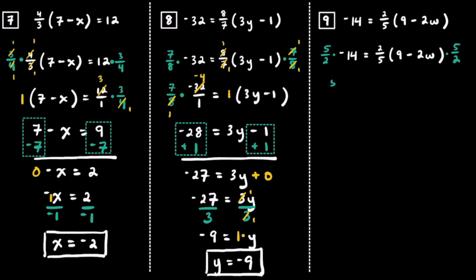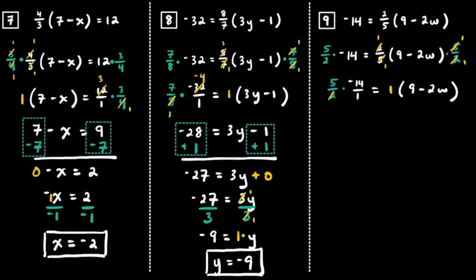And rewriting this left side with fractions, I'll say 5 over 2 multiplied by this negative 14 over 1. And on the right side of the equation, just as we planned, these 2's are going to cross cancel to make 1's, and these 5's are going to cross cancel to make 1's. So we have 1 times the quantity of this 9 minus 2w.